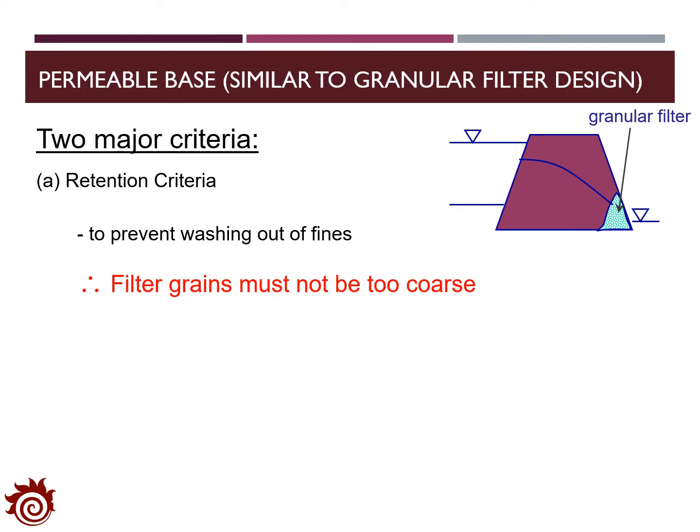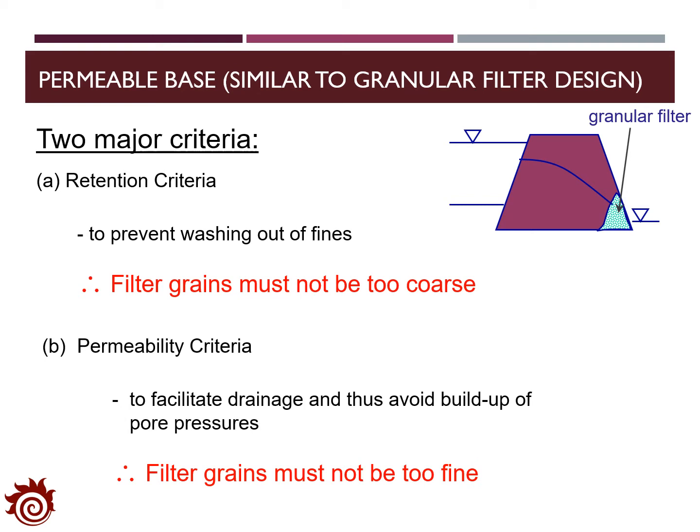There are two major criteria for us to choose filter materials for the design of the permeable base. The first criteria is called the retention criteria, which is also called the clogging criteria. It's applied to prevent the washing out of the fine particles from the base. In that sense, the filter grain must not be too coarse, otherwise it cannot retain the fine particles. The second criteria is the permeability criteria, used to facilitate drainage and avoid buildup of pore pressure. So the filter grain must not be too fine, otherwise the permeability will be low.